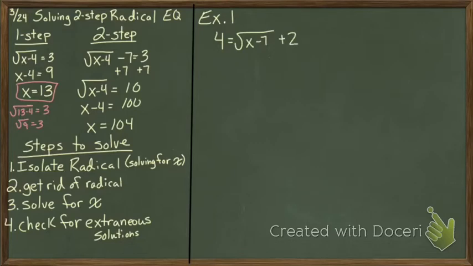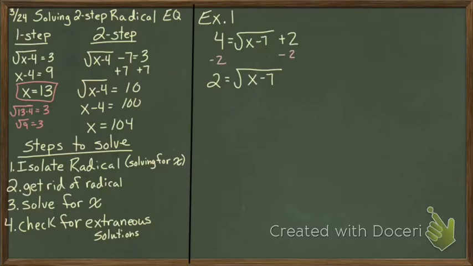So again, I need to move everything away from the radical. I want to get rid of that, I want to isolate my radical. So I'm going to do SADMEP on everything outside of that red box, which the only thing I can move over now that I need to move over is that plus 2. So I'm going to take that and I'm going to subtract 2 from both sides. Whenever I do that, that's going to leave me with 2 equals the square root of x minus 7.